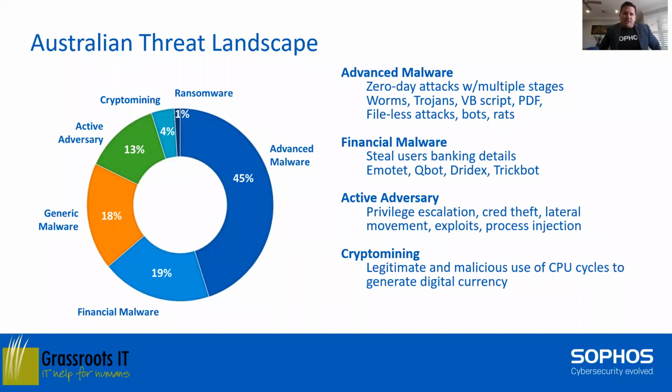Now, moving into the Australian threat landscape. What I'm showing you here is straight from our Sophos Labs team, who is the mastermind essentially behind our Sophos products, and is the data science team that makes sure that we're protected and puts everything together. But what we're seeing here is a breakdown of the threats that we're seeing. So we've got advanced malware, which makes up 45% of attacks. And with that, we're seeing those 0-day attacks being launched. Those are ones that have just been discovered. No one's released a patch to fix their products or fix their program. And they've got multiple stages to the attack.